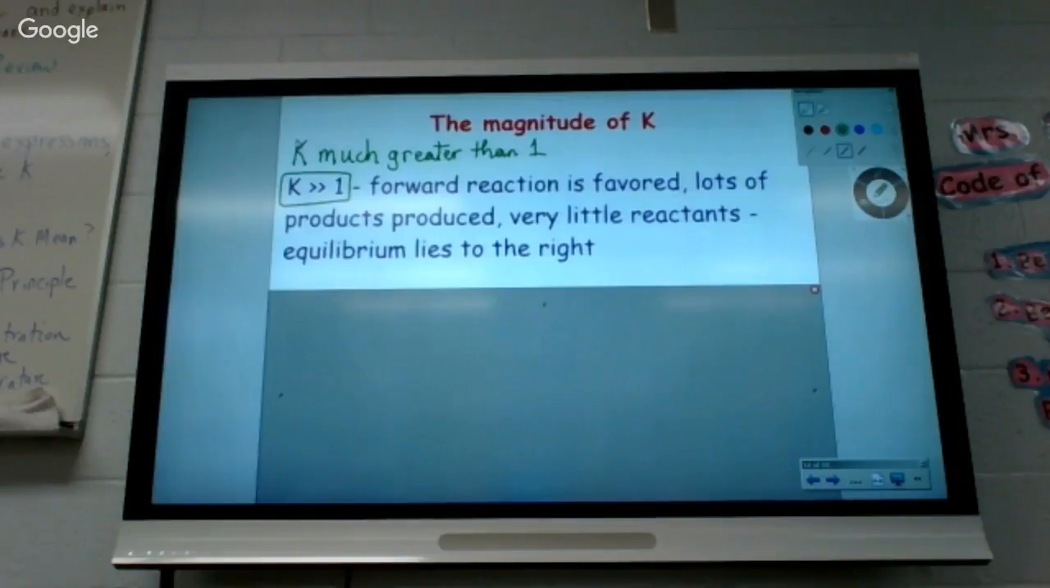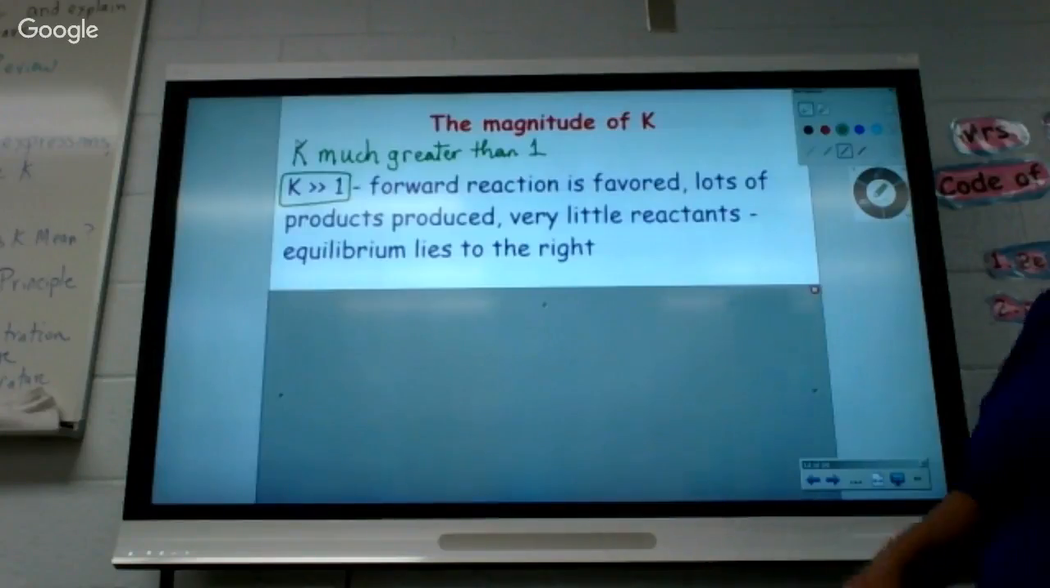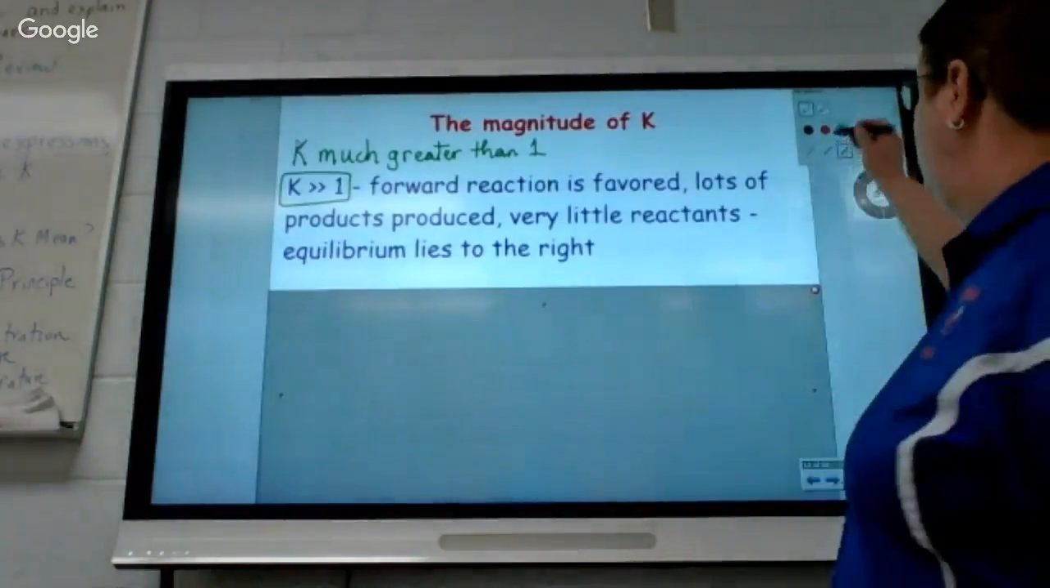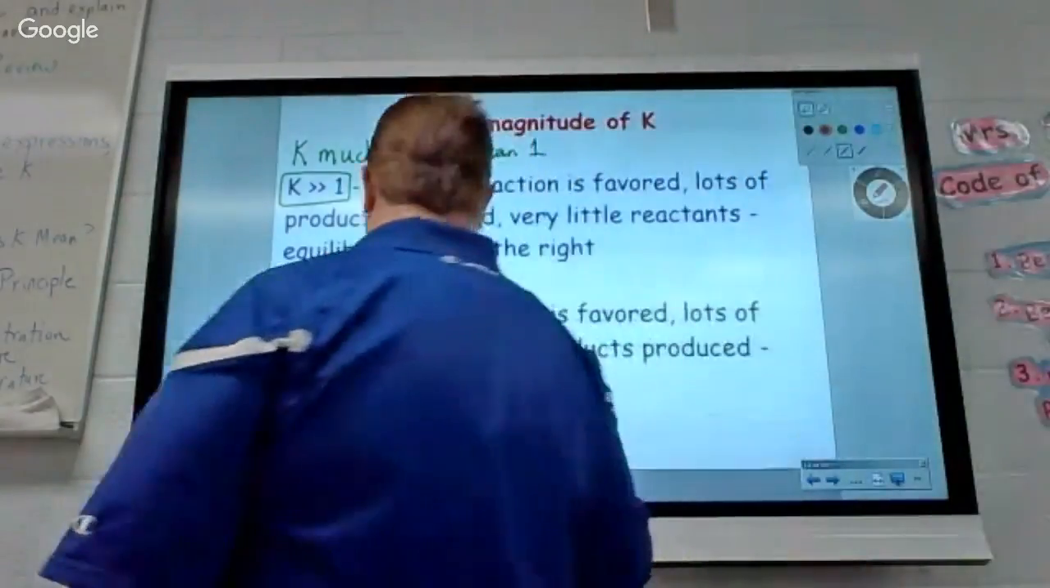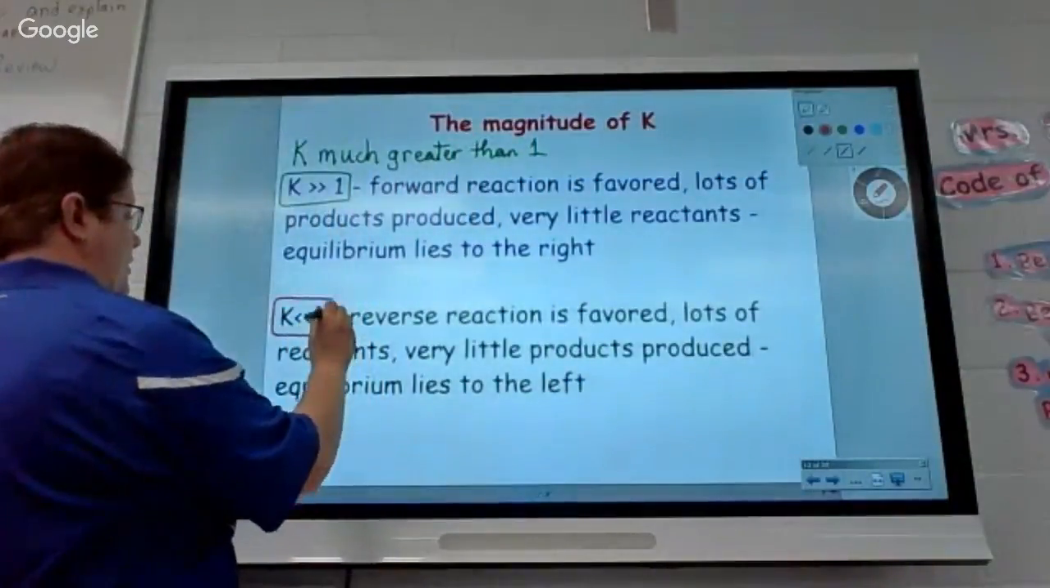Now, the opposite of that would be what? The reverse, okay? So the reverse would be what? All right, much less than 1. All right, so this would be this one.